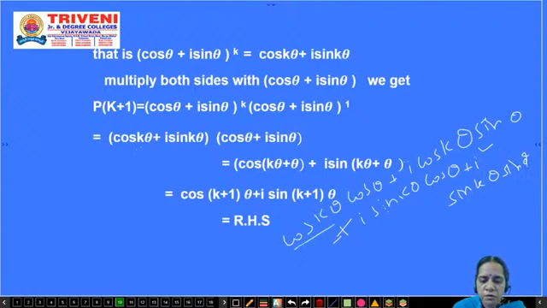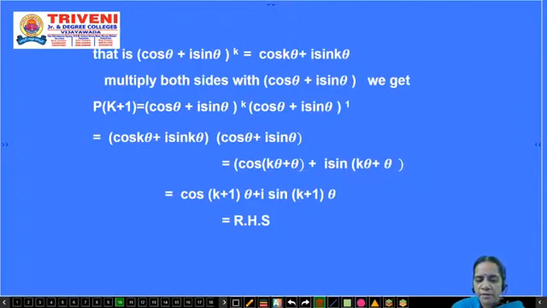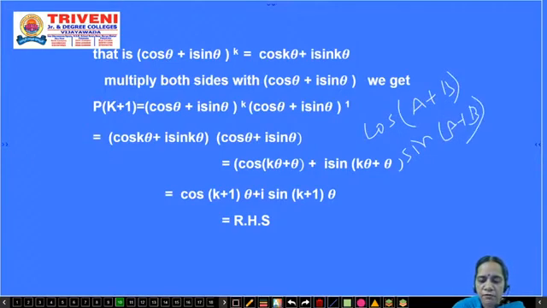These two are the real parts: cos k theta cos theta plus sin k theta sin theta. This is in the form of cos A cos B plus sin A sin B, that is cos of A plus B. In the other two parts we take i common: cos A sin B plus sin A cos B, which we write as sin of A plus B. These two formulas, cos of A plus B and sin of A plus B, we have to know.